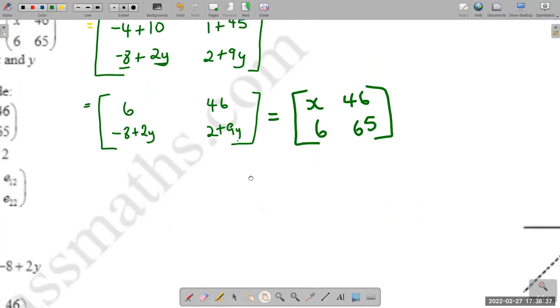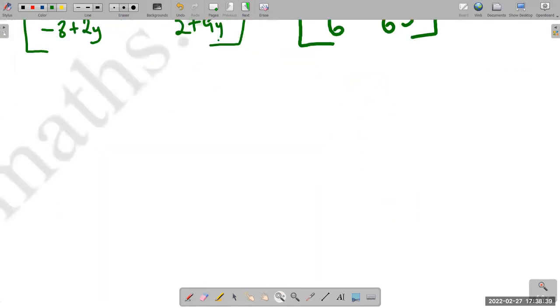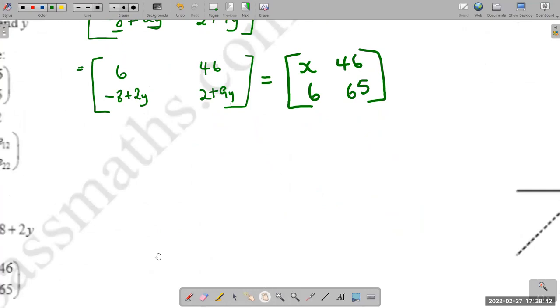Anybody know what you're supposed to do with this information? What is the value for x? Let me see who's thinking. What is the value of x? The answer is a direct answer. If I tell you this matrix is equal to this matrix, what does that mean? The matrices that hold the same position are equal. So that means this is equal to this. So that means x is just equal to 6. Everybody see that?